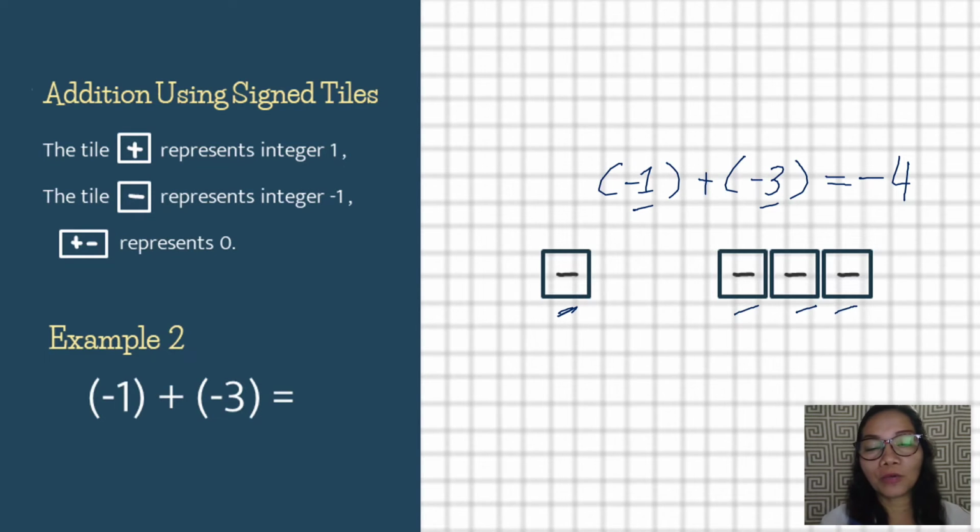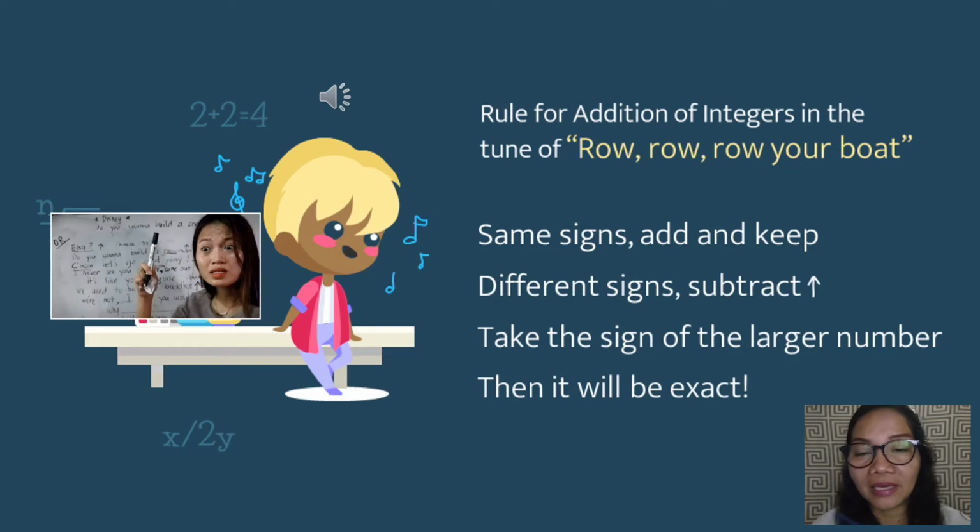Based on the two approaches that we have learned in finding the sum of two integers, we will sing this song. Are you familiar with the nursery song, Row, Row, Row Your Boat? Okay, so let us sing. Let us sing it together.